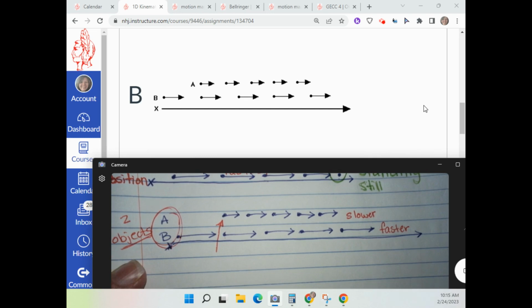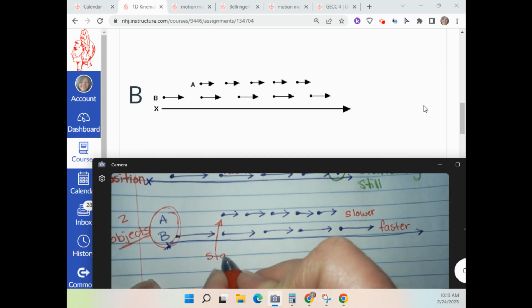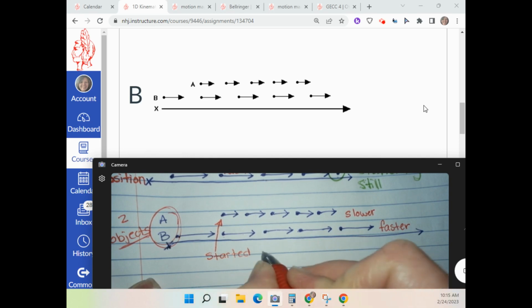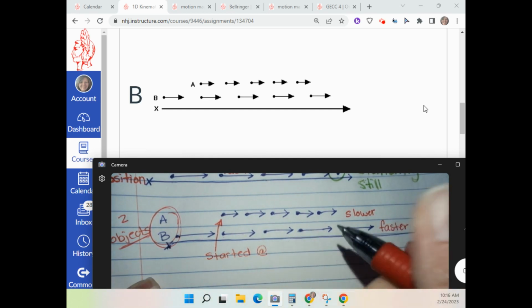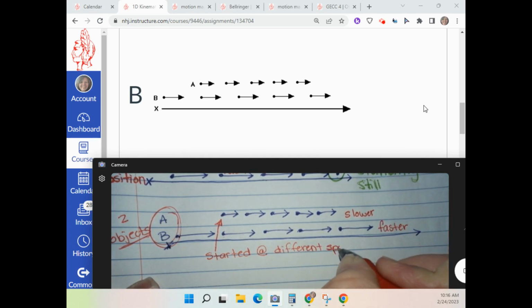Okay, and maybe this is something nice, like an older brother and a younger brother. The older brother gave him a head start, but still beat him. I don't know. But A started in a different place, a different location, different spot. Okay. All right.